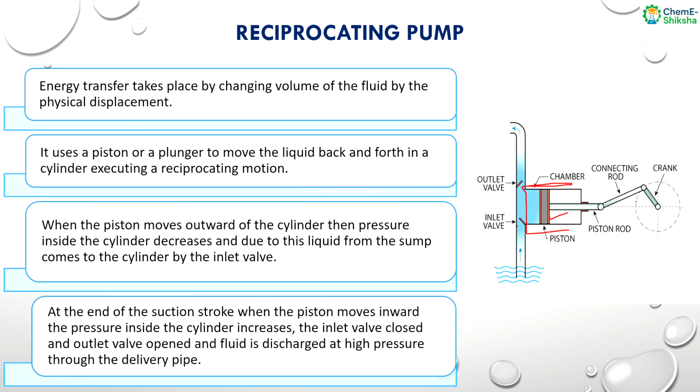When this piston moves in this inward direction, it will compress the liquid, and when it moves in this outer direction, it will create some vacuum inside. It uses a piston or plunger to move the liquid back and forth in a cylinder, executing a reciprocating motion. That's why it is called the reciprocating pump.